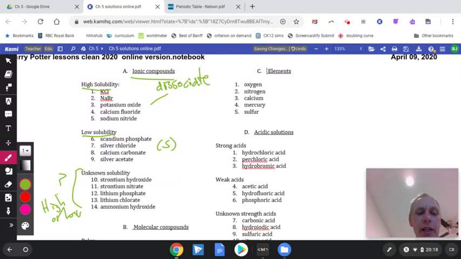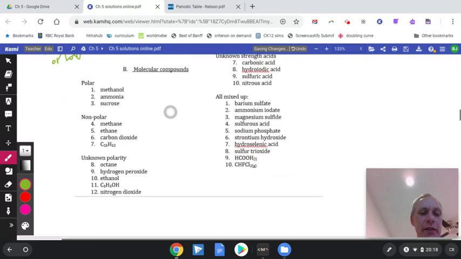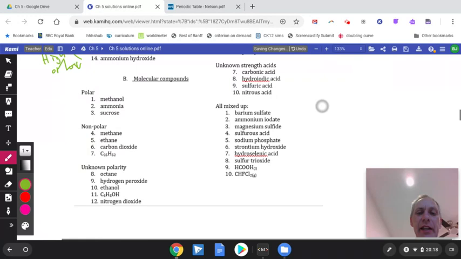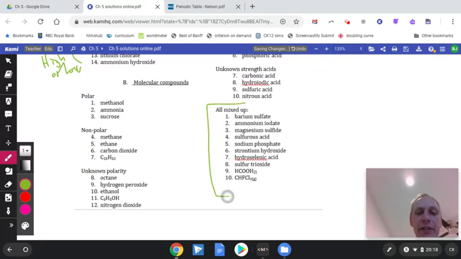And then you go on to the next group, moleculars. And then we've got elements and acids. And then at the end, we have an all mixed up section that has elements, acids, ionics, moleculars, high solubility, low solubility, strong acid, weak acid. So this is the challenging section after you've done everything else.